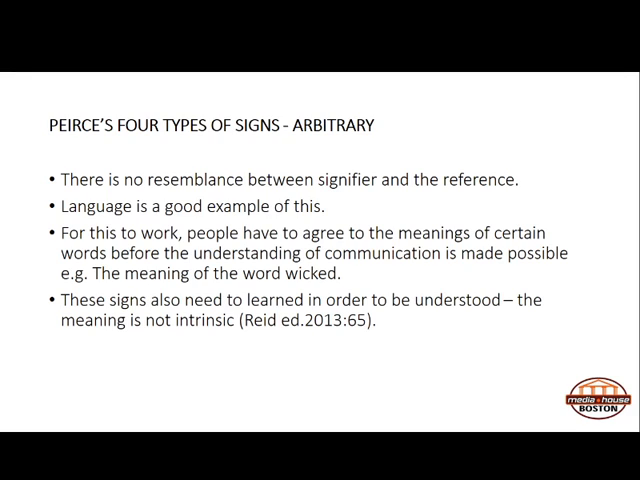And remember what we looked at in the first lecture where we looked at tree. The letter or the letters that are used to symbolize that thing have no actual resemblance to the thing itself. It is a sequence of letters that are used in a certain order, and if you know the language, then you can decode that word and you can come up with that thing that grows in the ground. So for this to work, people have to agree to the meanings of certain words before they can understand what those words mean.